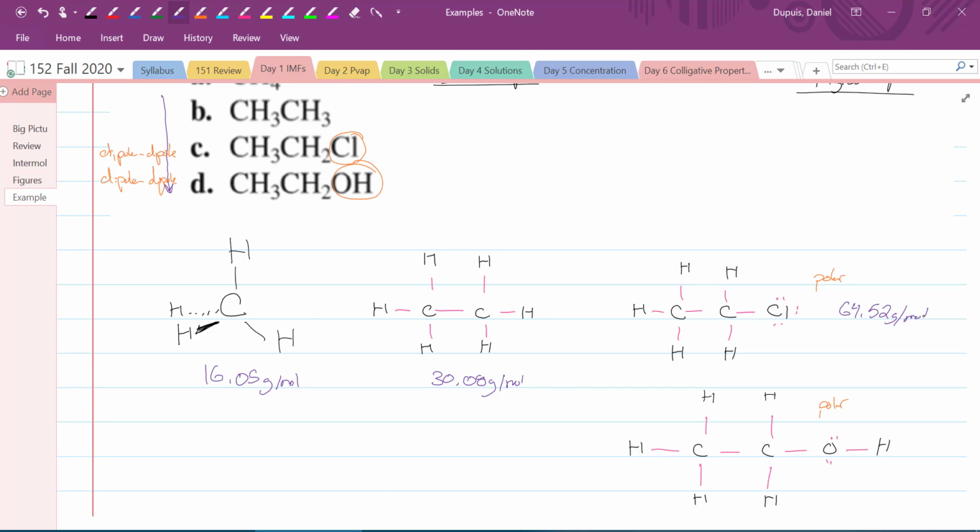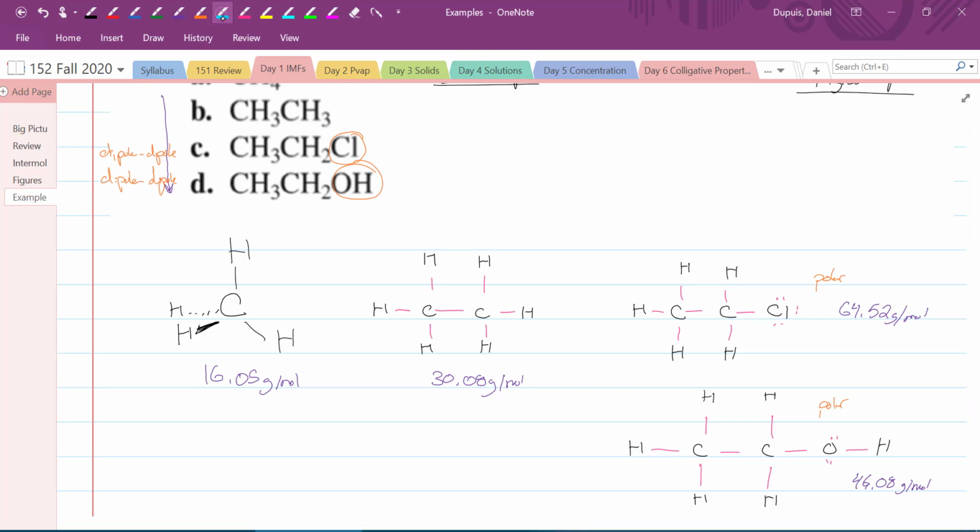And then for ethanol here, I have 12.01 times 2, plus there's actually 6 hydrogens again, plus 16 for oxygen. And I get 46.08. So there we go. So those are molar masses.